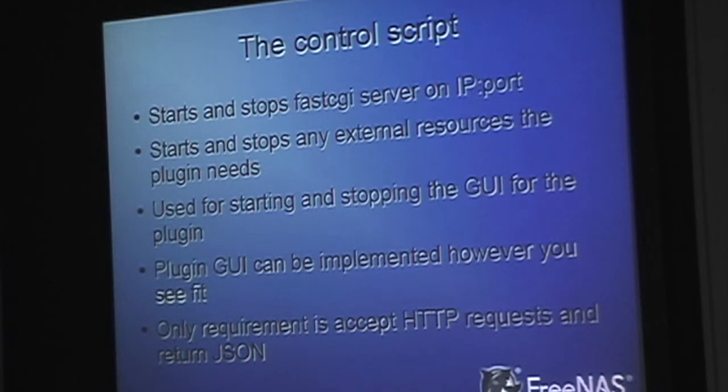The purpose of the control script is to be able to start and stop the FastCGI server on the IP address and port that are given to it. It is to start and stop any external resources the plugin needs. And by resources, basically, that's the interface to the plugin.